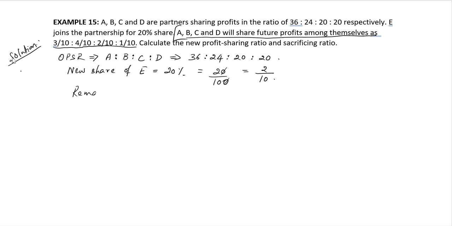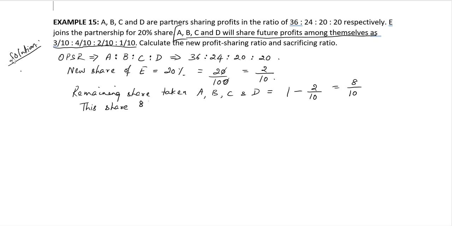So the remaining share which will be taken by A, B, C and D after E takes 2 by 10 is 1 minus 2 by 10, in other words 8 by 10. This share of 8 by 10 has to be divided between A, B, C and D as 3 by 10 is to 4 by 10 is to 2 by 10 is to 1 by 10.